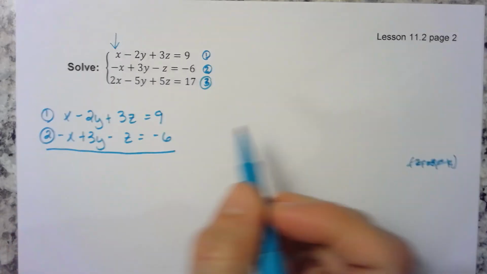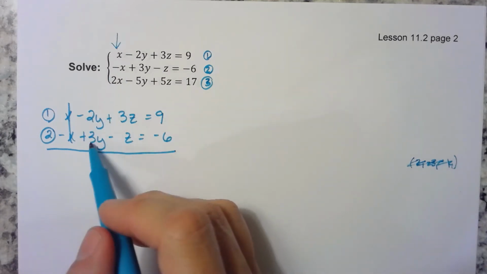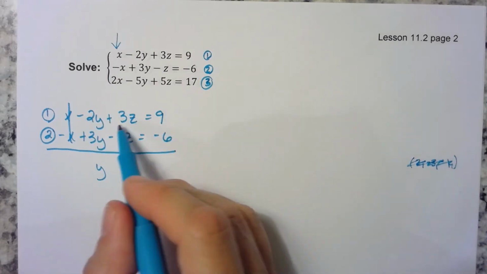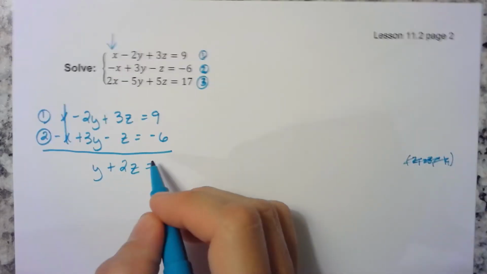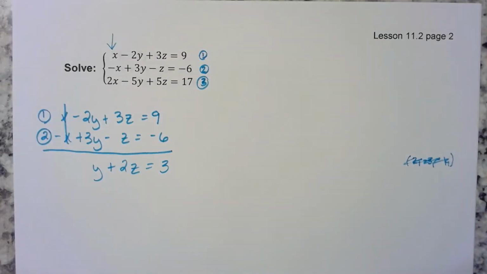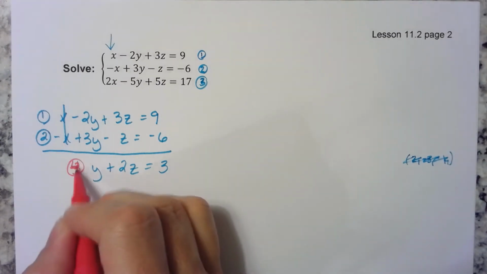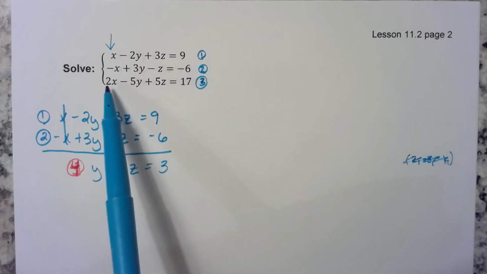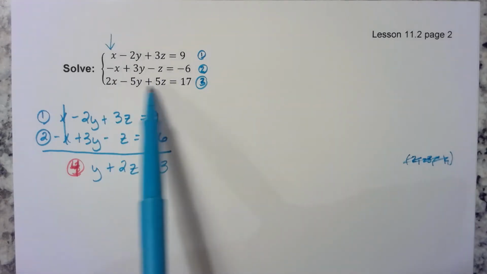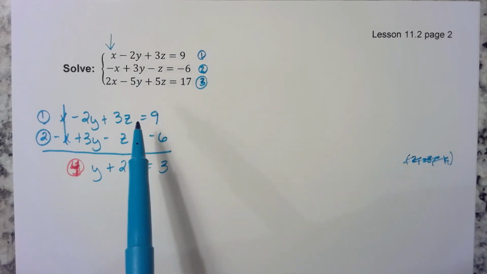If we were to add these together as they are, x is already eliminated. -2y plus 3y is 1y. 3z minus 1z is a positive 2z, and 9 minus 6 is 3. We have now created another equation. That's equation number 4. So the next go around, you must use the equation you did not use the first time, but you could use either of the other two, and you want to make something eliminate.